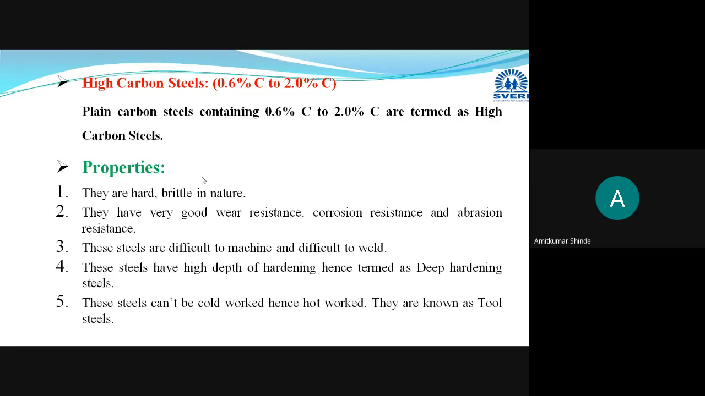Then these steels, that is high carbon steels, are used for manufacturing the different tools which we use for doing cutting or different machining operations. Why are we using them? Because they have very high strength and high hardness, and they have better wear resistance and corrosion resistance. That's why we use these high carbon steels for manufacturing the tools used for different cutting and machining operations. That's why these steels are termed as the tool steels.